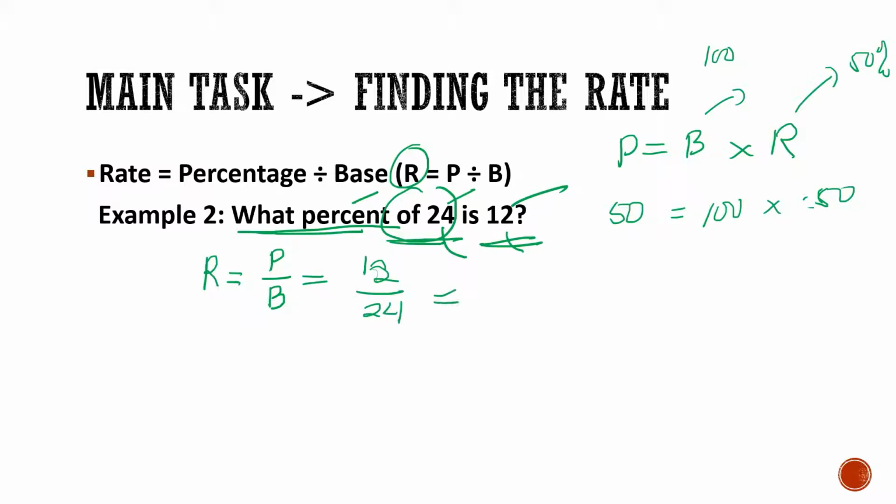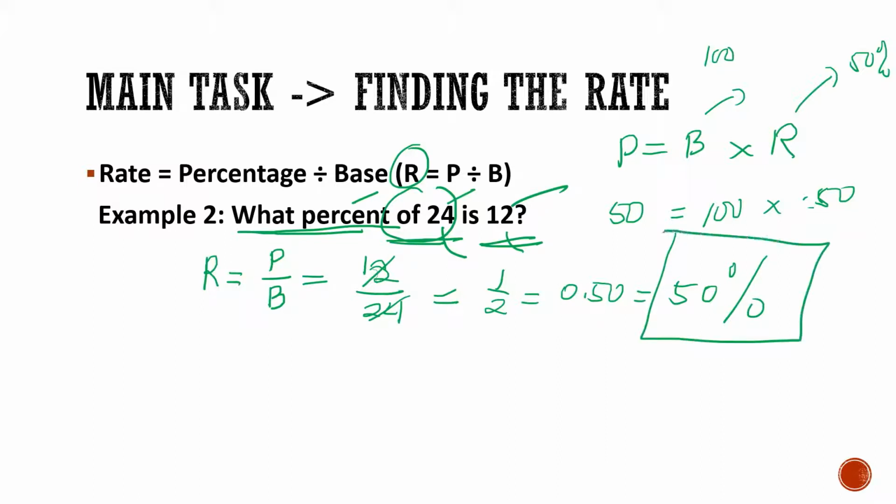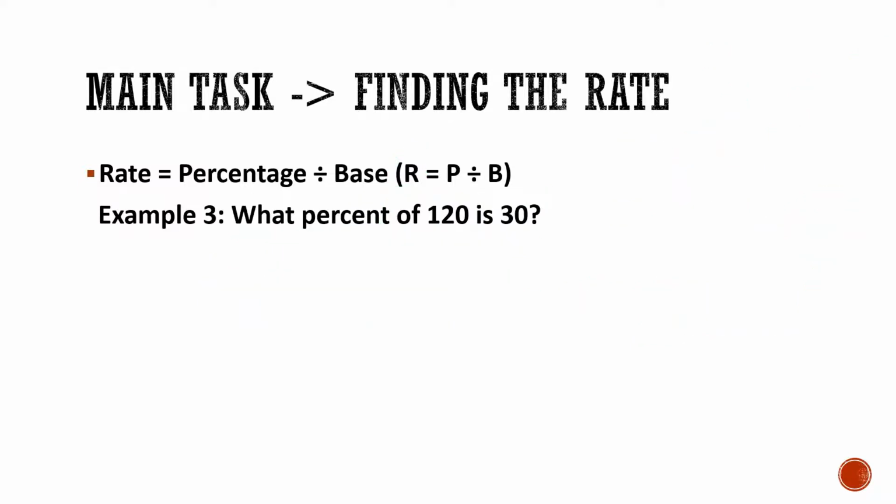So, ma-reduce pa po ito, no? This is just 1/2. And 1/2 is 0.5 in decimal. Or, it's just 50%. We're looking for the percent, ha? The rate. And this is the final answer. Ganyan. Ganyan lang po ka-basic. Diba? So, let's have example number 3.